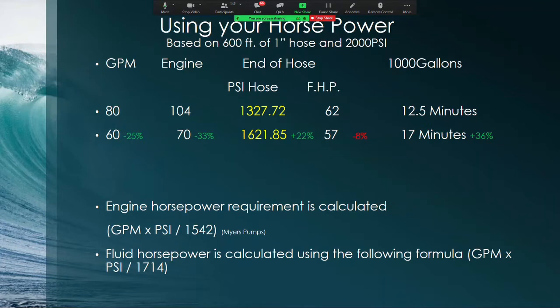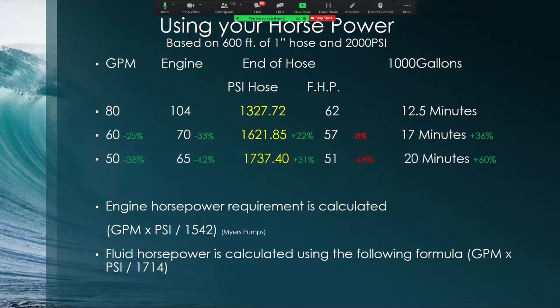Here I look at a 60 gallon a minute configuration. Again, we saw that earlier. I've dropped the flow by 25%. The demand on the engine, or the requirement for horsepower, is dropped down to 70 from 104. I've dropped 33% in the engine demand. My pressure has gone up by 22%. My fluid horsepower rating has dropped by 8%, so I have a little bit of a loss there, but I have much of a gain looking back at the flow and the demand on the engine. And I've gained 36% run time on that same 1,000 gallons of water. Instead of 12.5 minutes, now I'm looking at 17 minutes.